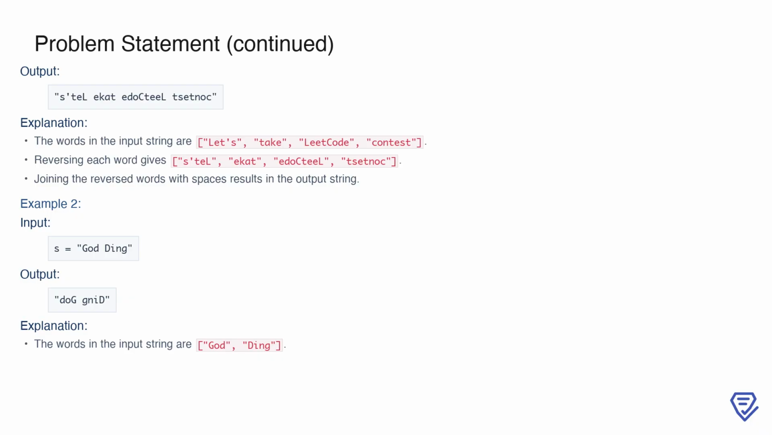Another example uses the input S equals "God Ding". Splitting it into words gives God, Ding. After reversing the characters of each word, we get doG, gniD. Joining these reversed words with a single space results in the output "doG gniD".